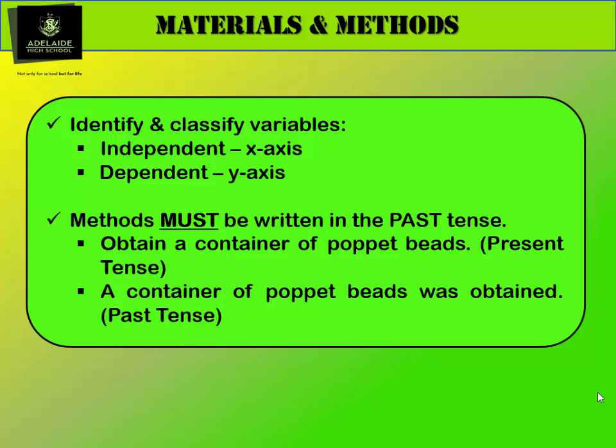All right. In the method section, please remember you write it in the past tense. You obtain a container of popper beads, and that is your present tense. Change it to "a container of popper beads was obtained." You can find the methods and use the materials given to you in your handout.